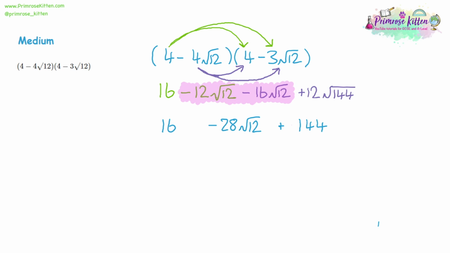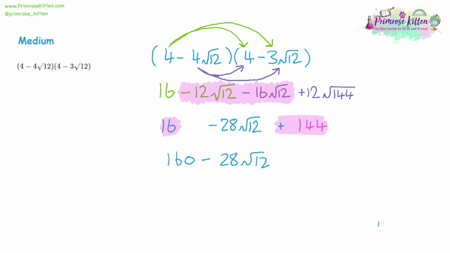Now moving on to the final steps. So let's combine the whole numbers. We've got 16 and a positive 144. So if we add those together, that's going to give us 160. And we're taking away the 28 root 12. And that looks like a final answer.